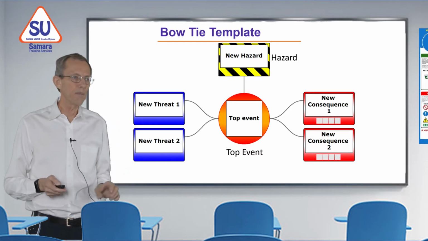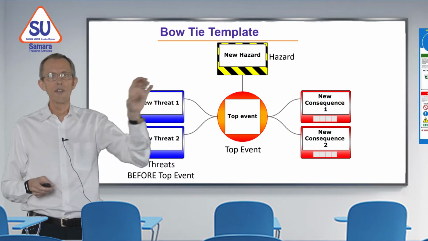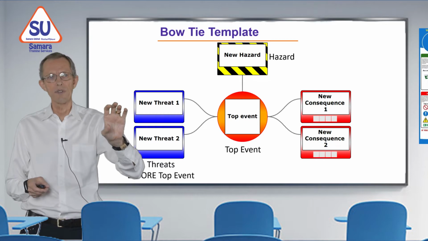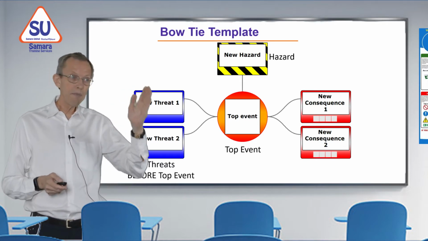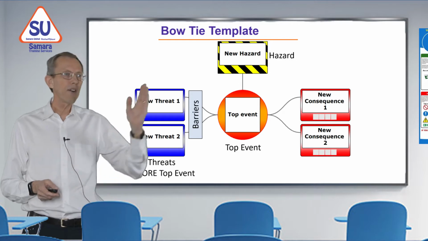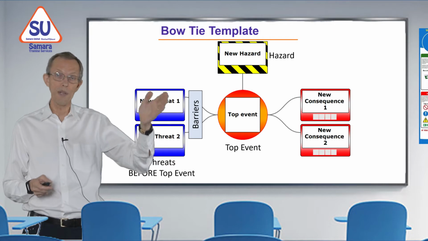Before the top event happens, there are threats. Threats are things that would cause the top event to happen. If the threat happens, the top event happens. So we try to manage that threat by introducing barriers. Barriers are controls to control the threat and to stop it, we hope, from happening.